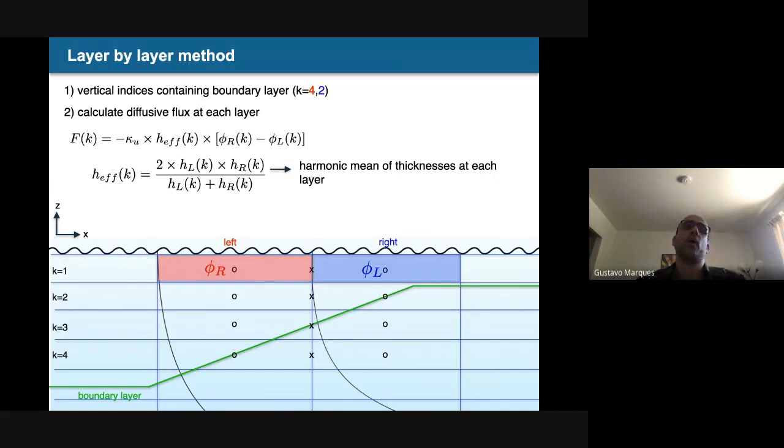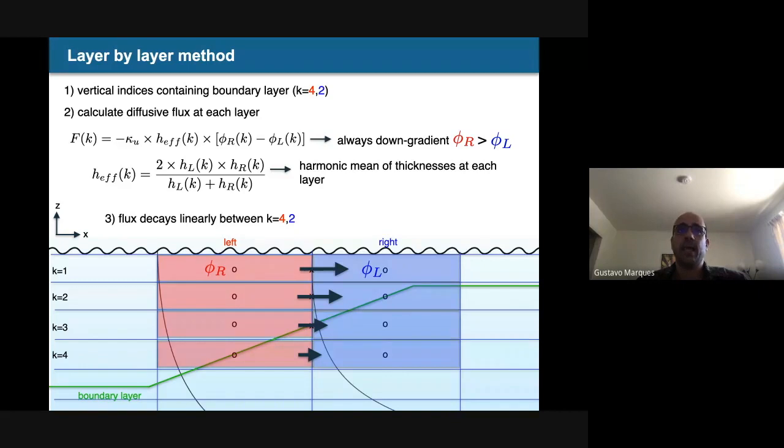And then we use the so-called effective thickness, which is the harmonic mean of the 2 cells, and it is at the velocity points. That way, we ensure that if a cell vanishes, this is going to go to 0 and there will be no flux. This also assures that the flux is always downgradient. For example, in this case, if left is bigger than right, it is always going to be going from left to right.